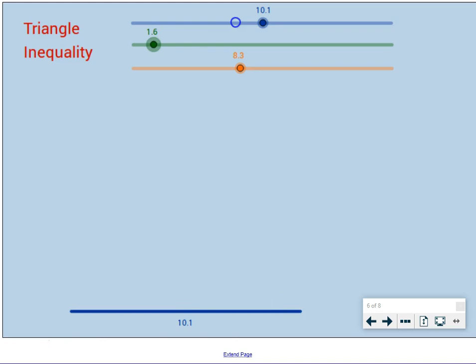1.6 plus 8.3 is not bigger than 10.1. And if we keep going smaller, we don't have a triangle anymore. You only have a triangle as long as that sum is bigger than the third. Same with this side. If we take that side away, make it smaller, it doesn't work. As long as it stays larger, though, you can create a triangle.